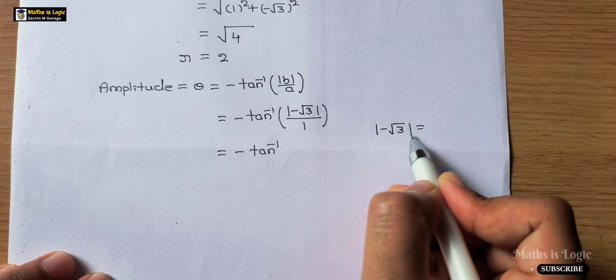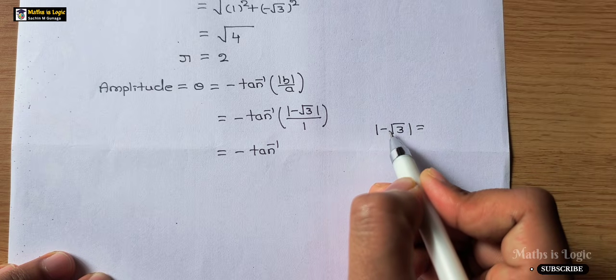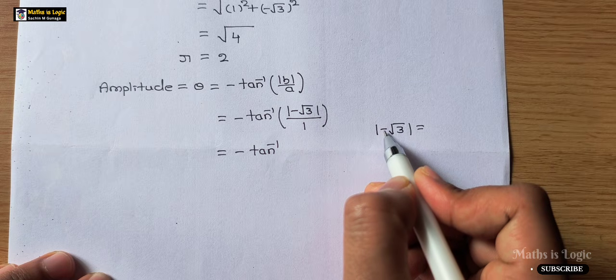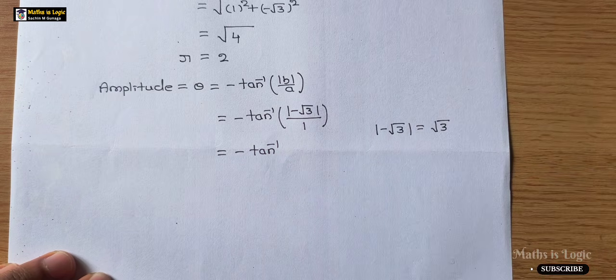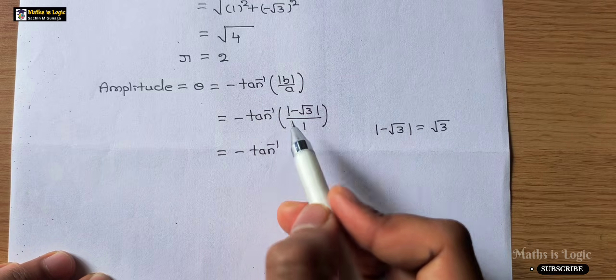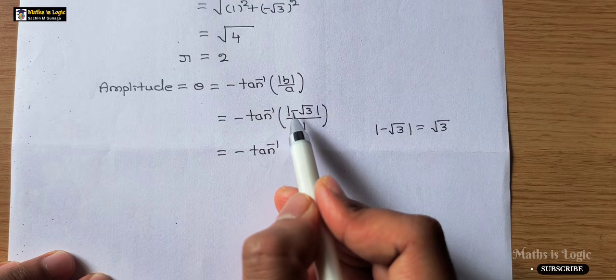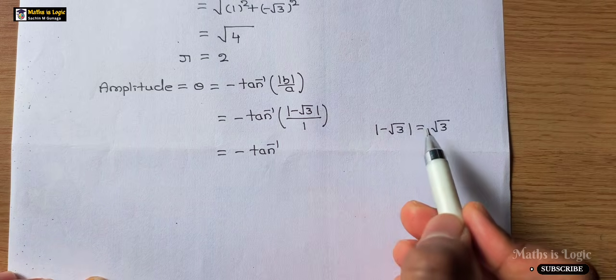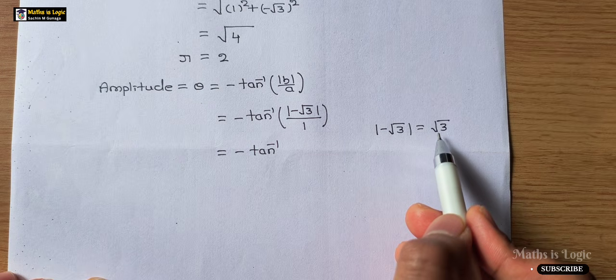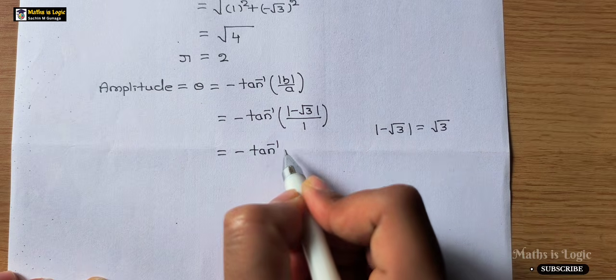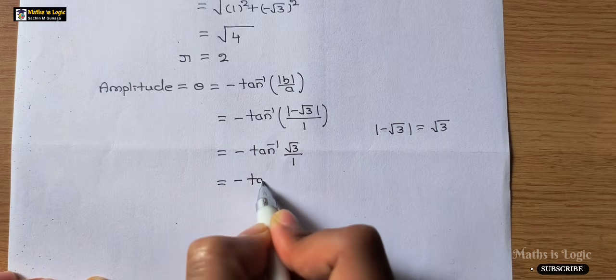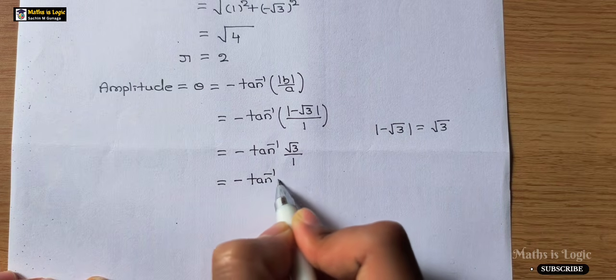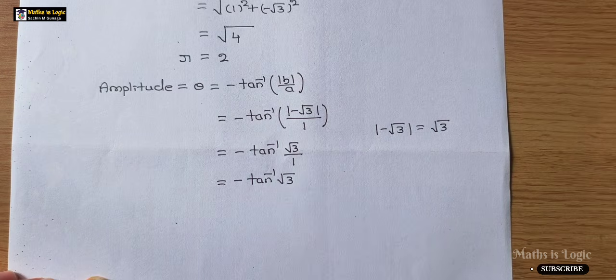After applying the mod, what will happen? This negative becomes positive, that is root 3. So in the next step, apply the mod, so that time the negative value automatically will convert into positive. Therefore this becomes root 3 divided by 1. So minus tan inverse of root 3 divided by 1, which is root 3.